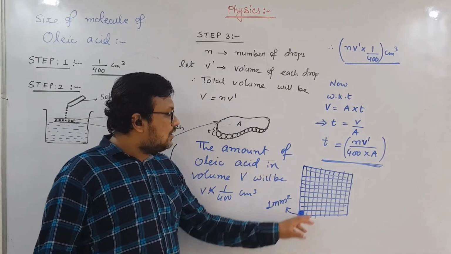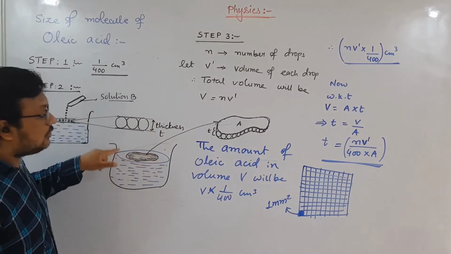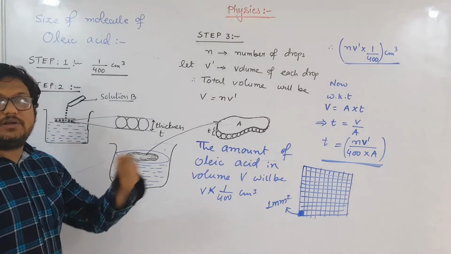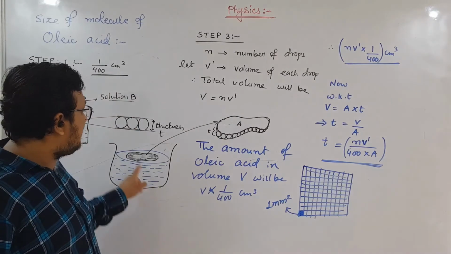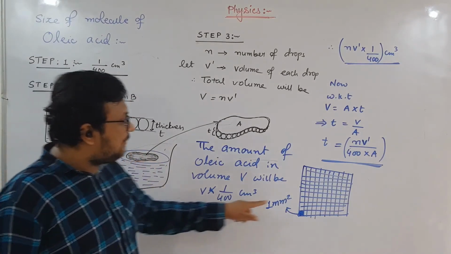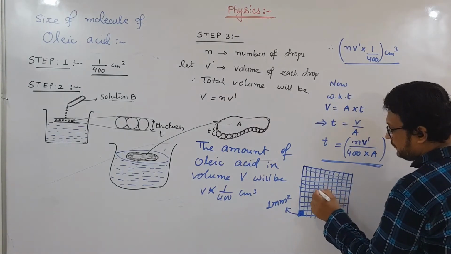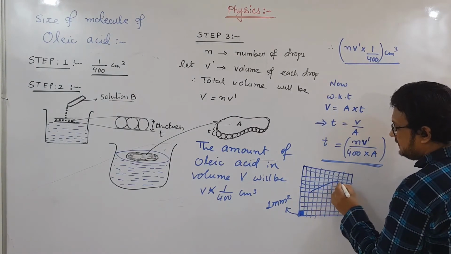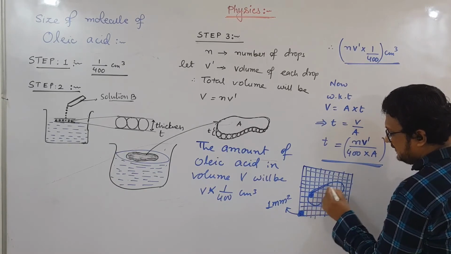Now what you have to do is take this graph paper and put it on the solution of oleic acid and remove it, right? Quickly remove it. You will find that the shape of the oleic acid will be printed on it. So the squares will have this kind of shape on them, right? Now count the number of boxes present inside this shape.